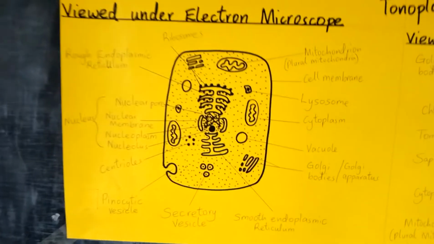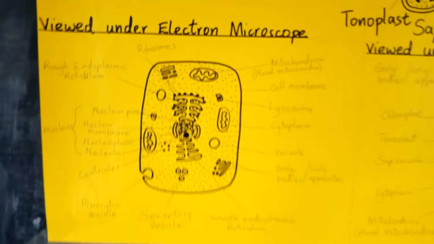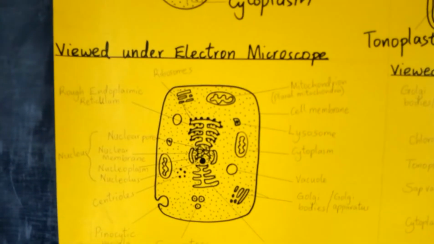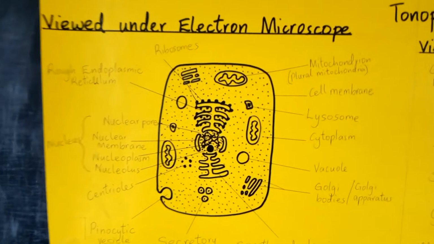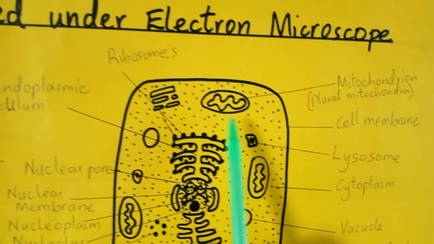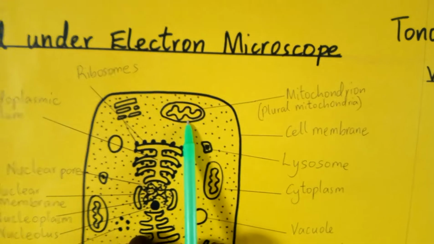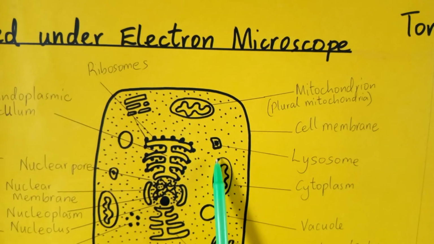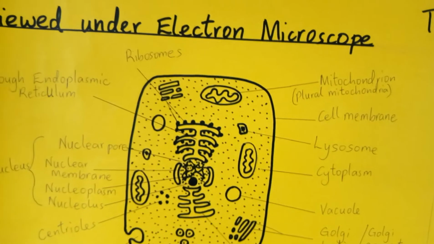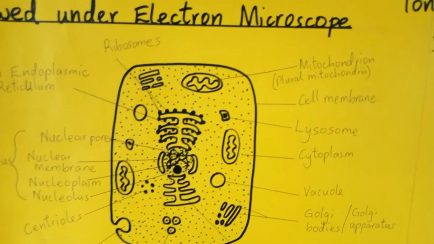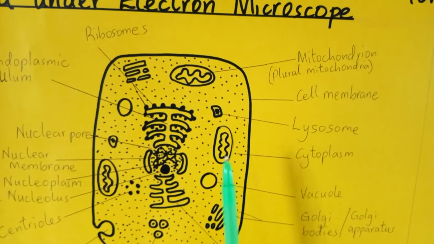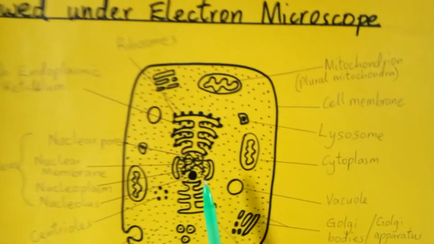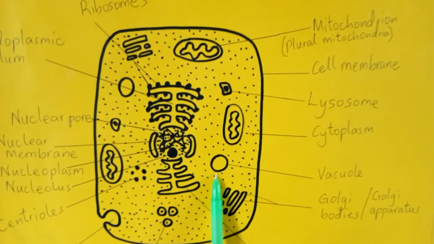In addition to the three that we had seen under the light microscope, you will be able to see the following parts in an animal cell. We will be able to see the mitochondria. Mitochondria is here. That is how it looks like. You'll also be able to see the lysosome. Remember, we are looking at an animal cell under an electron microscope. You'll also be able to see the cytoplasm, that is the liquid part. All this is the cytoplasm. You'll be able to see the vacuole.